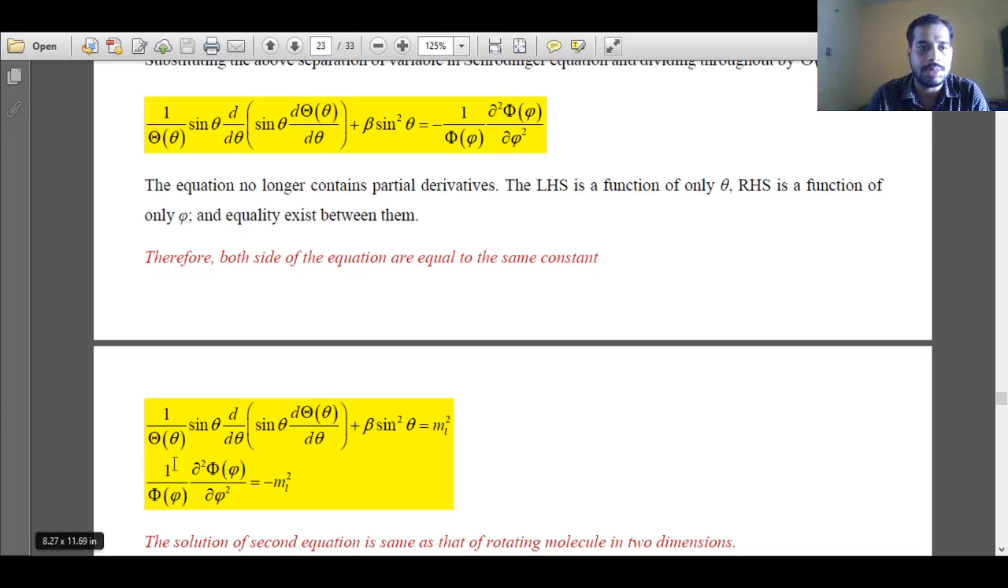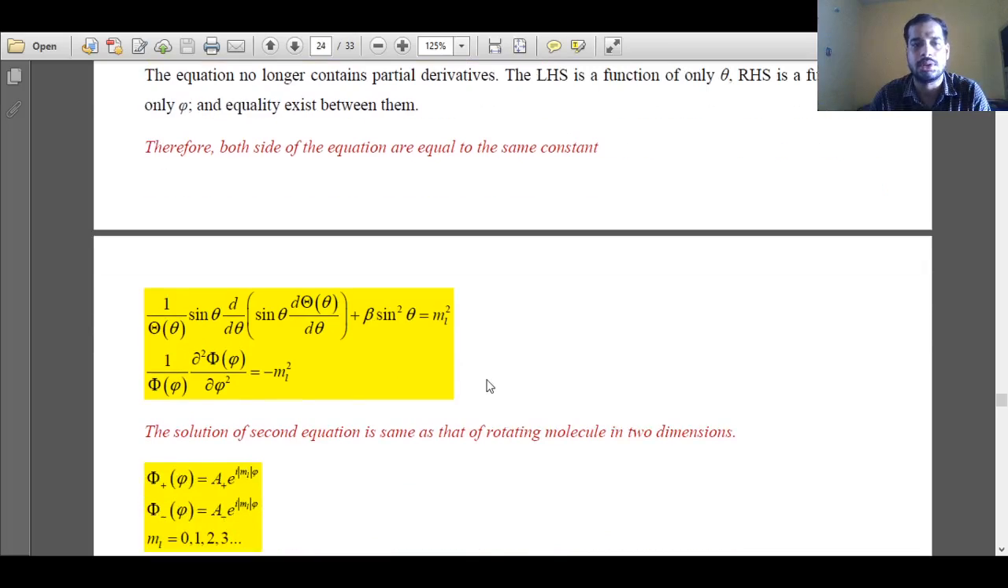So I'll write my left hand side as a constant, that is ml square, and the right hand side is also ml square, but on the right hand side there is a negative sign, that's why it is minus ml square. So the constant here is ml square. The left hand side is equal to a constant, ml square, and the right hand side is also a constant equal to ml square.